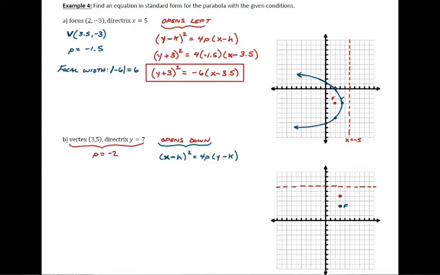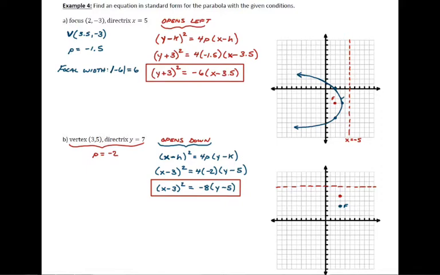So all I need to do now is take the coordinates of my vertex, 3 and 5, put them in their appropriate place in the equation, and then put my p-value in the appropriate place, and I should have my equation. So I'll get x minus 3 quantity squared equals 4 times negative 2 times the quantity y minus 5. So what I want to do is multiply 4 times negative 2, which gives me negative 8. And that's my equation there. So x minus 3 quantity squared equals negative 8 times y minus 5.